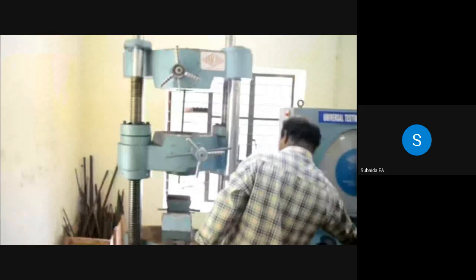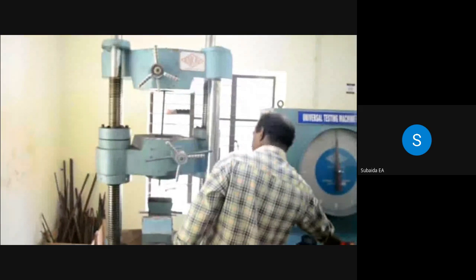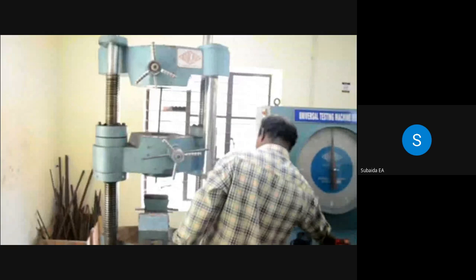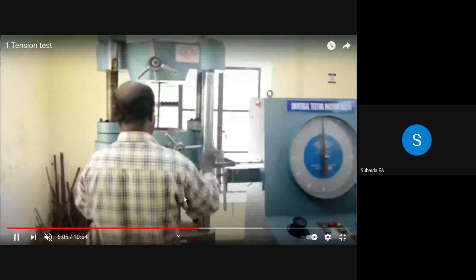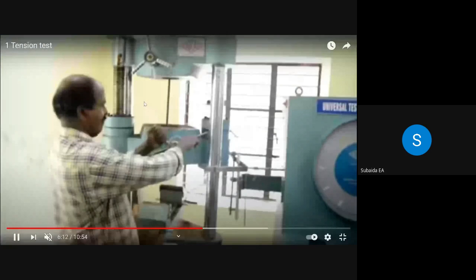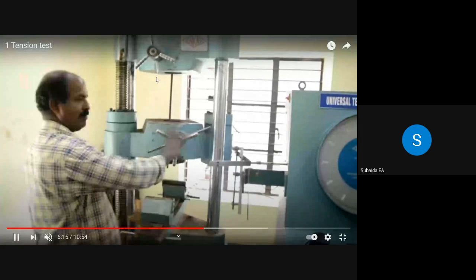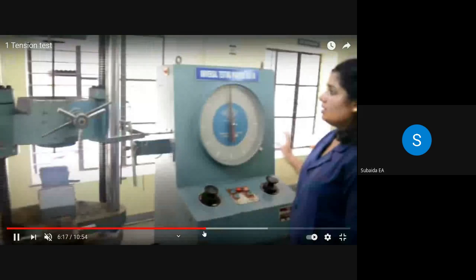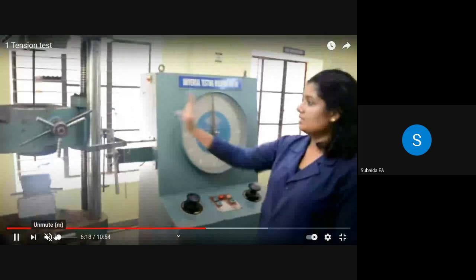For our machine, the flexure arrangement is at the middle, and the tension portion is at the bottom, and the compression is at the top. So this is reversed. No problem. In the rod, we can now fix the extensometer.